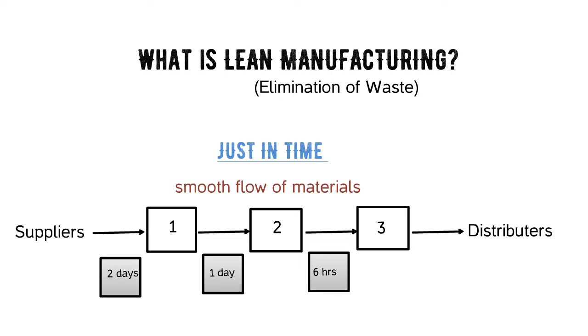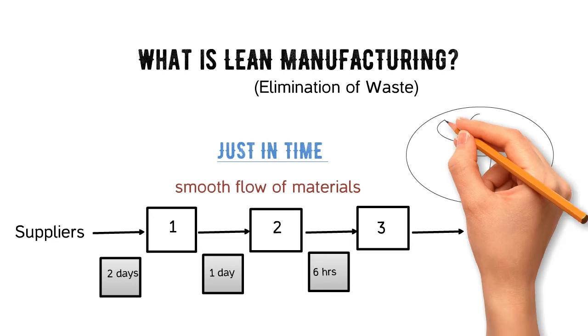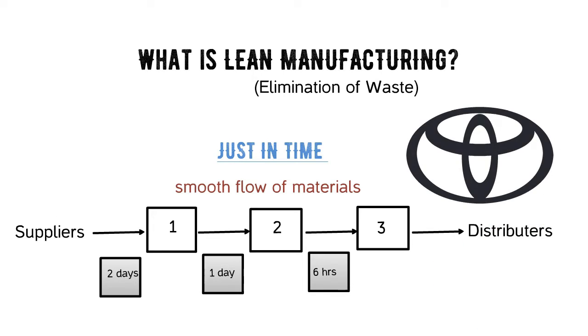Now the concept of lean manufacturing, where we are talking of elimination of waste, is actually a contribution of the Toyota car company. The Toyota approach, or the Toyota production system, is basically responsible for development of this idea of lean manufacturing. So what are the important lean manufacturing tools?